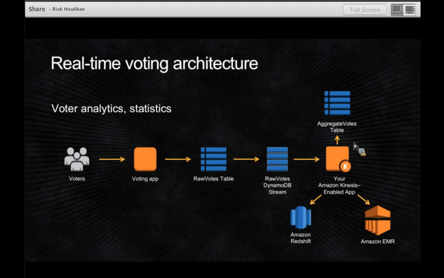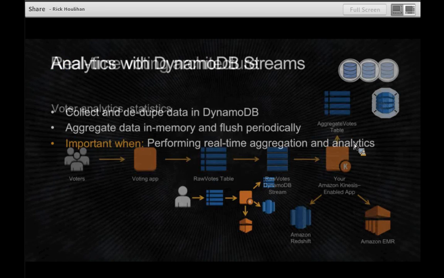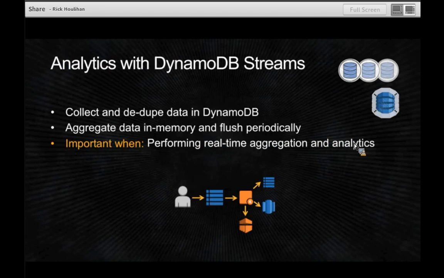So that in the end, what you get is real-time voter analytics, real-time statistics. It's highly reliable, it's consistent, and it's maintained by this Kinesis-enabled application that's using the DynamoDB stream, so it's controlled. And what we have now is real-time analytics with streams, and this is a good use case for this. Basically, we're aggregating data in memory, flushing periodically, and we can use the DynamoDB streams to enable this kind of real-time aggregation and analytics function.